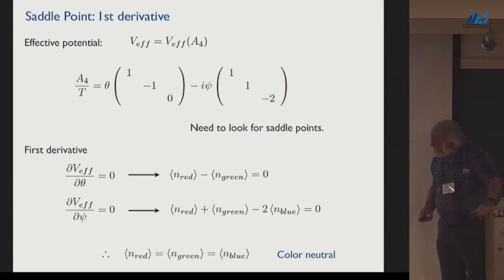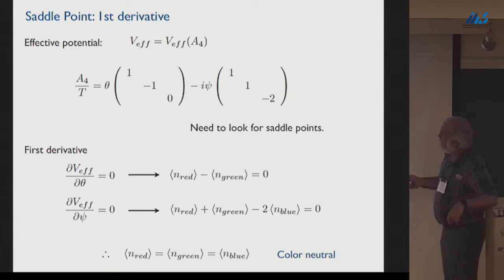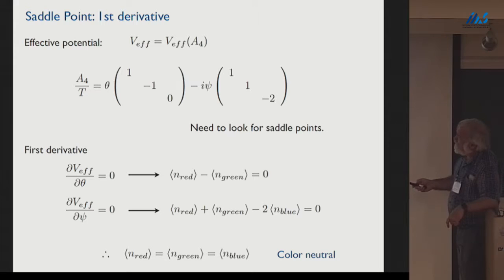In terms of formalism, if you look at the first derivative of an effective potential, and you say, well, what's going on here? What do these theta and psi actually represent? Then you realize that what we're really doing is decomposing a diagonal SU(3) matrix, A4 over T, into theta times something proportional to lambda 3, minus i psi times something proportional to lambda 8.